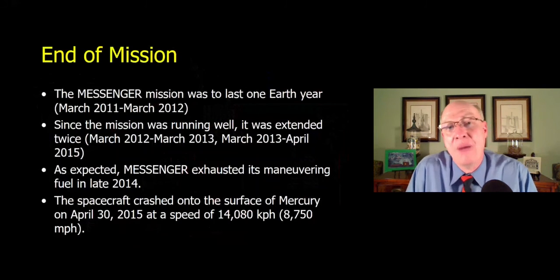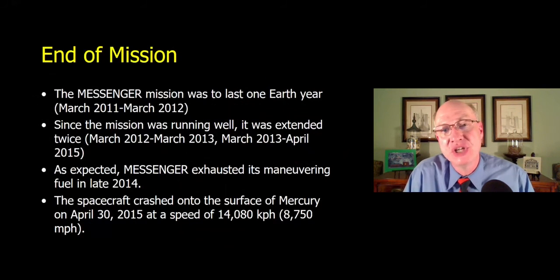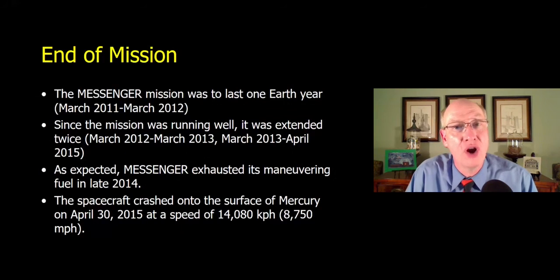All right. Well, how about the end of the mission? Well, the Messenger mission was originally designed to last 1 Earth year, March 2011 to March 2012. But at the end of March 2012, the spacecraft was working just fine. It had lots of fuel on board.